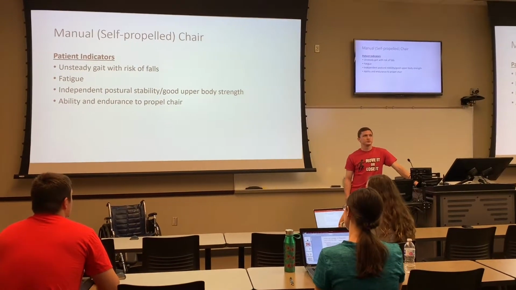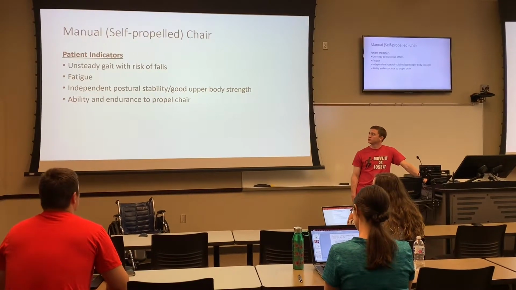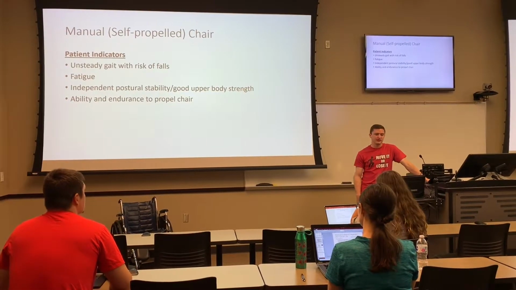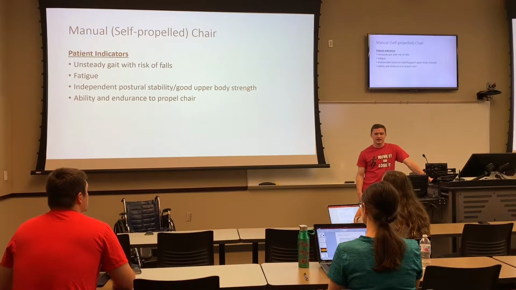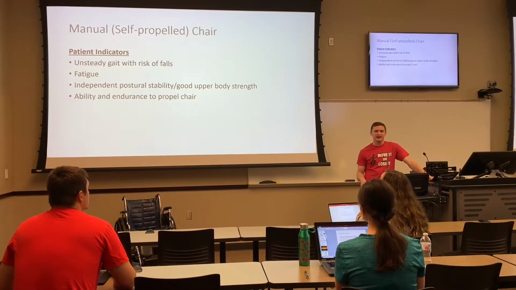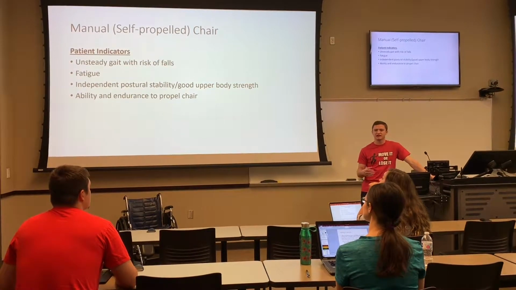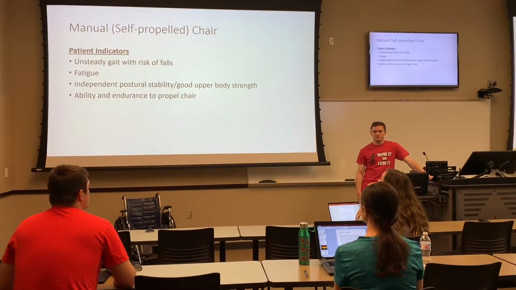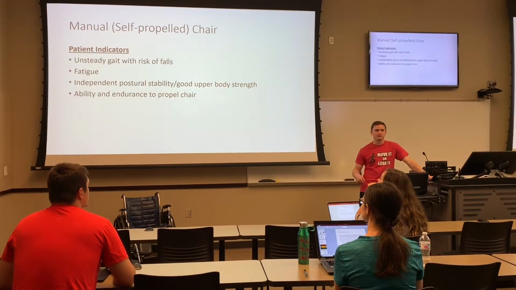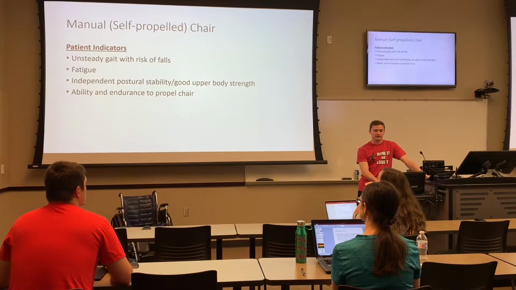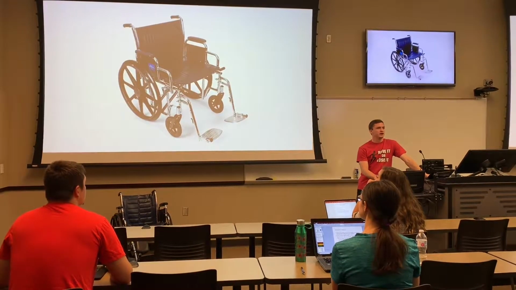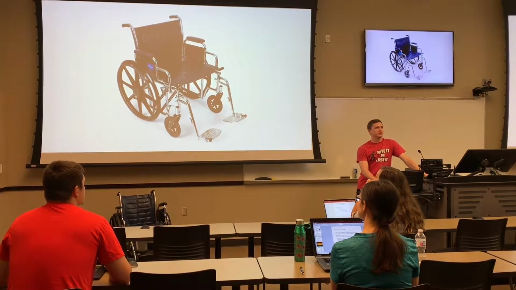All right, so the first wheelchair is the manual self-propelled wheelchair that most people are familiar with. This is typically indicated for patients that have unsteady gait or are at risk of falls, as well as if they have increased fatigue, but they still have the upper body strength to be able to propel themselves around and perform their activities in this type of chair. So here's the typical wheelchair that all of us are familiar with.